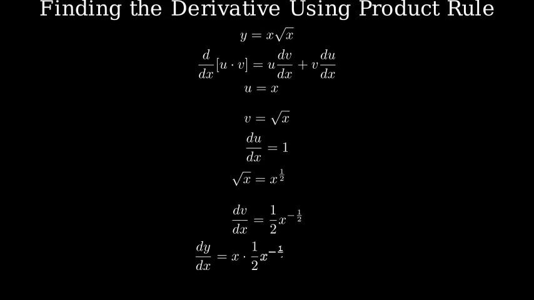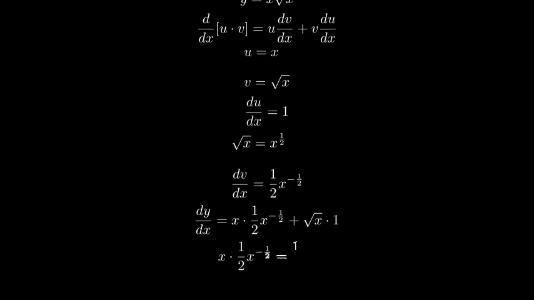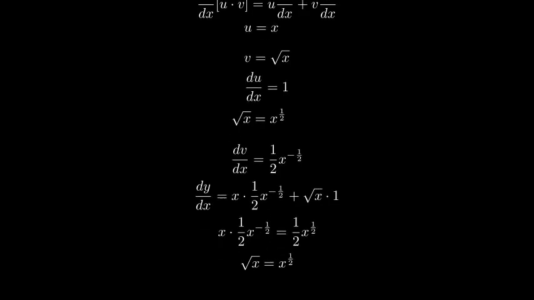We get x times the derivative of v, which is 1/2 x to the negative 1/2, plus the square root of x times the derivative of u, which is 1. Let's simplify this expression. In the first term, x times x to the negative 1/2 simplifies to x to the 1/2 power. Then we multiply this by 1/2. The second term is already simplified as the square root of x.